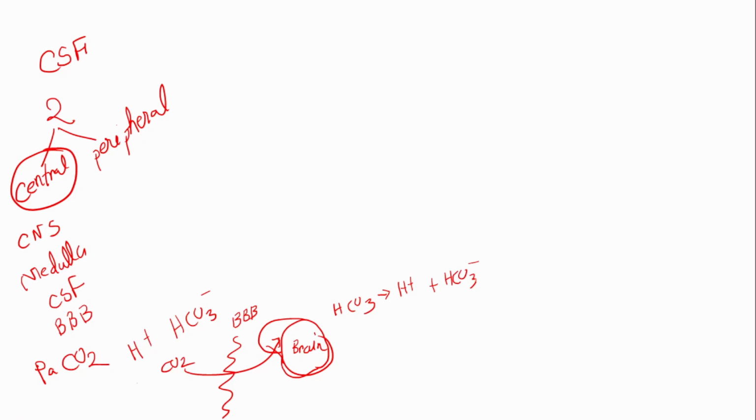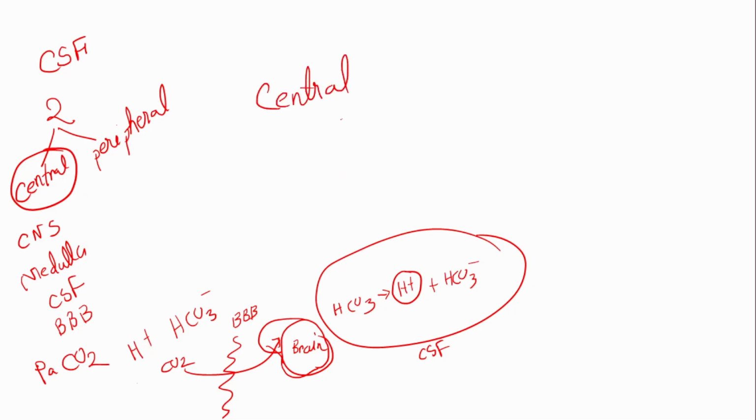Because the CSF has a very low concentration of proteins compared to plasma, its buffering capacity is incredibly poor. Consequently, the newly generated hydrogen ions cause a sharp drop in CSF pH. It is the local drop in pH, specifically the accumulation of hydrogen ions inside the CSF, that directly stimulates the central chemoreceptors. They signal the nearby medullary rhythm generators to instantly ramp up ventilation, blowing off excess carbon dioxide until the system returns to baseline. This was the whole story about central chemoreceptors.